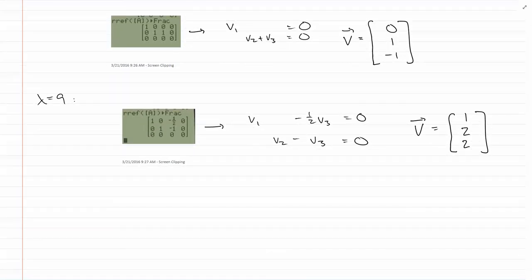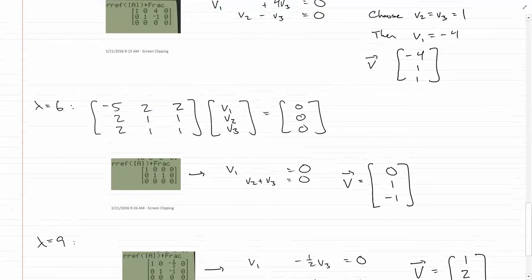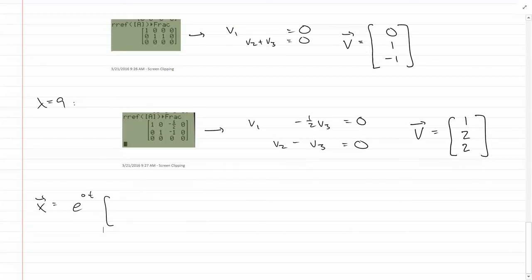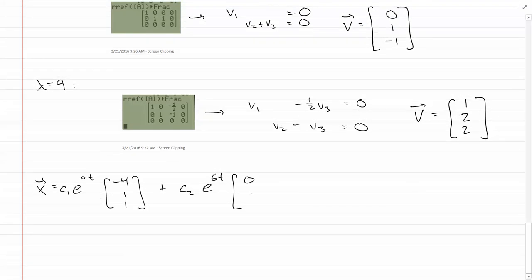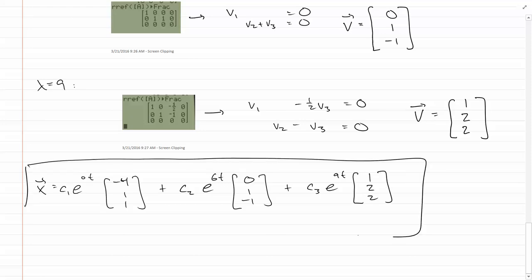So what's the general solution? It's going to be C1 e to the 0t times the first eigenvector, which was -4, 1, 1, and then C2 e to the 6t times the second eigenvector, plus C3 e to the 9t times the third eigenvector. That's going to be the solution.